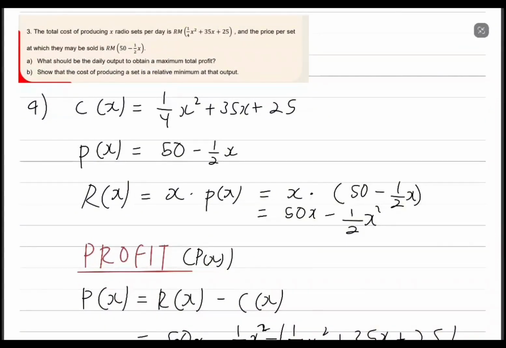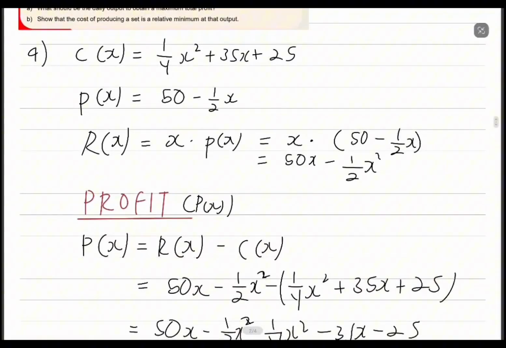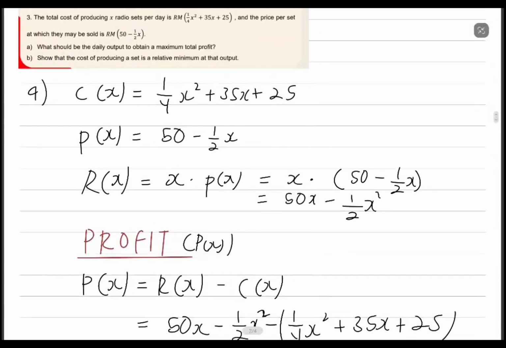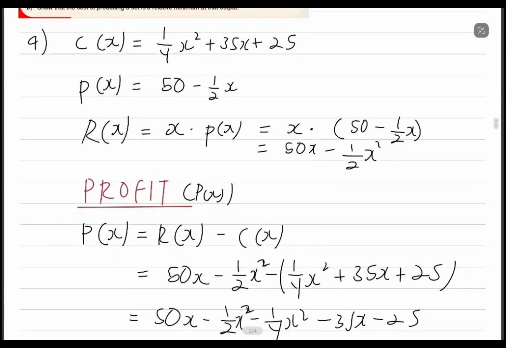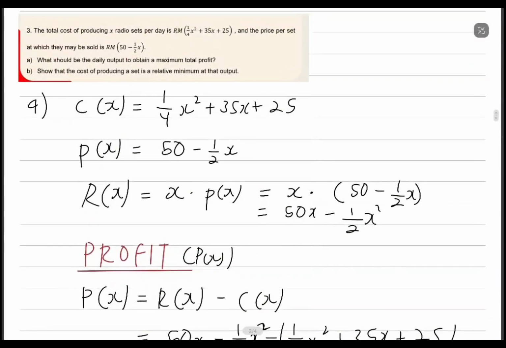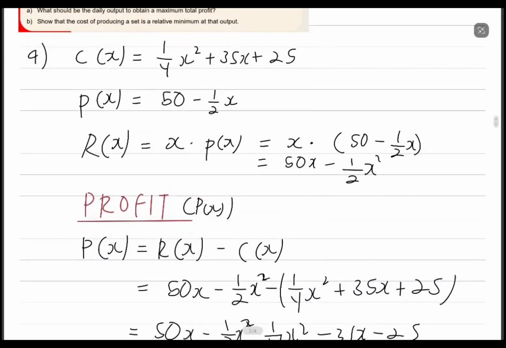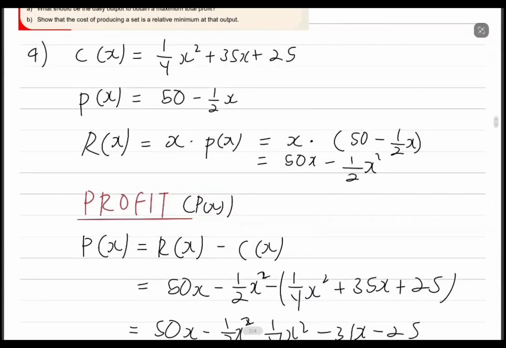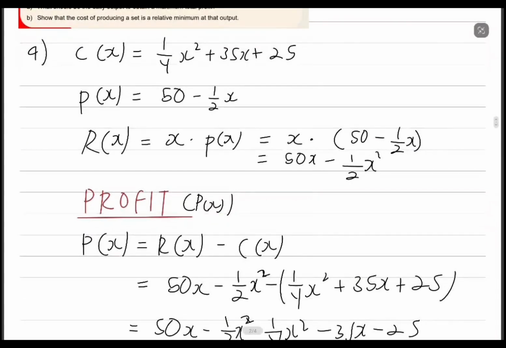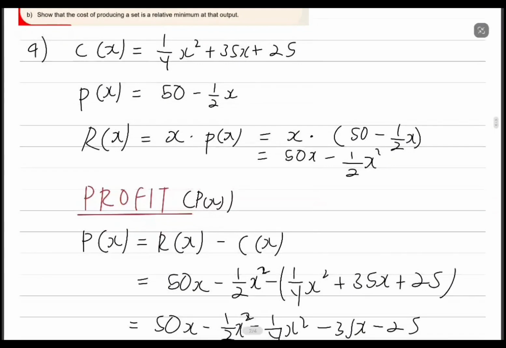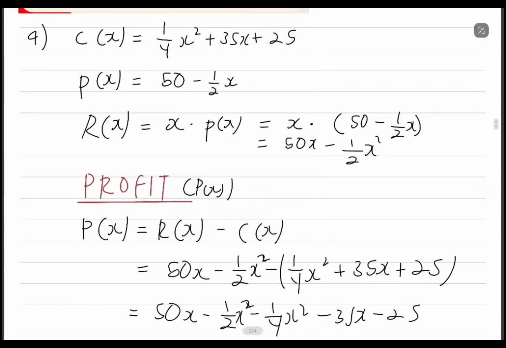So by the formula, R(x), which is the revenue, is equal to x times P(x), which is the price. So after that we just multiply x times 50 minus 1 over 2 x. And the answer we got is 50x minus 1 over 2 x squared.